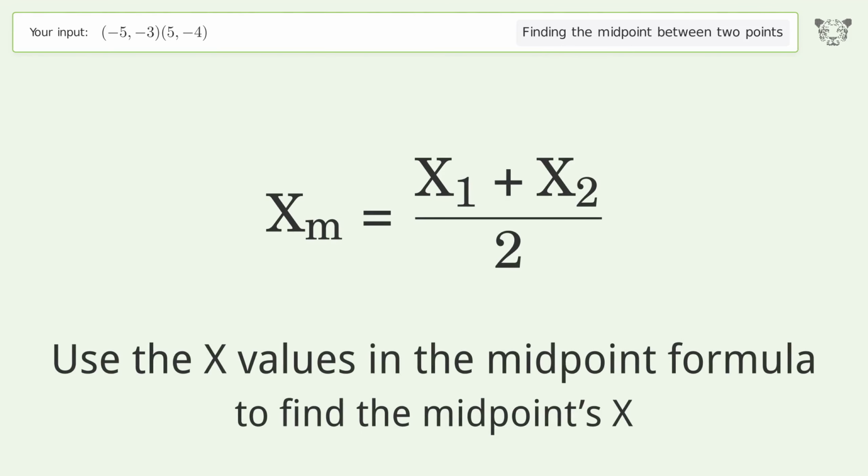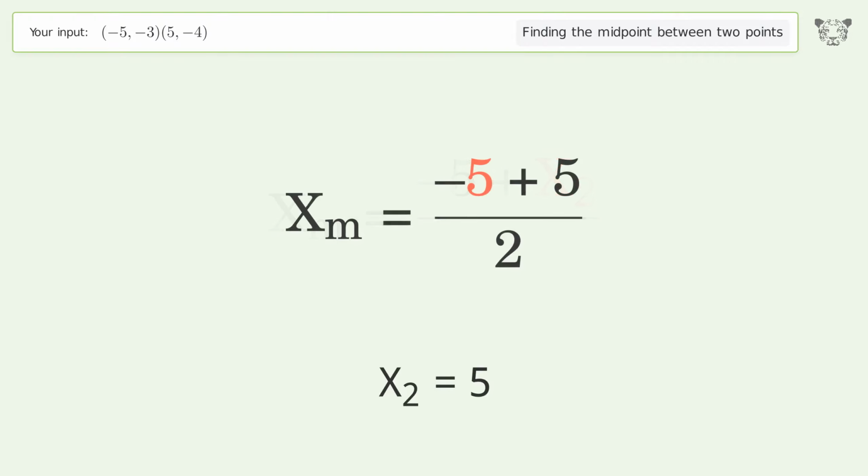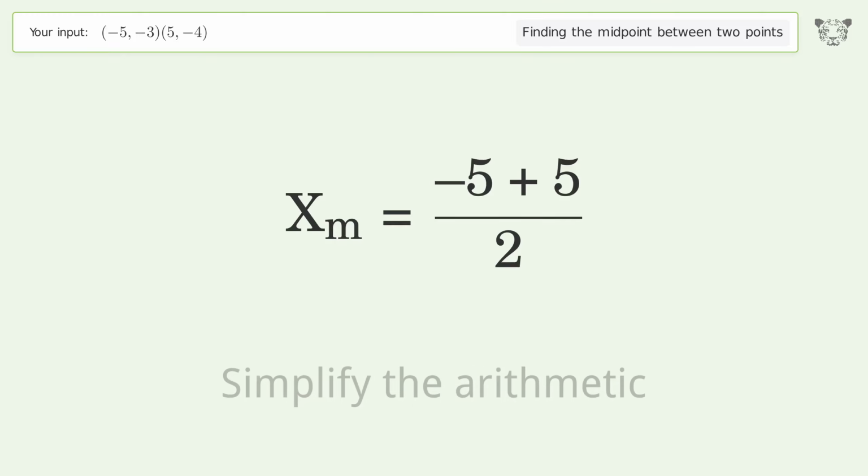Use the x values in the midpoint formula to find the midpoint's x. x1 equals -5. x2 equals 5. Simplify the arithmetic.